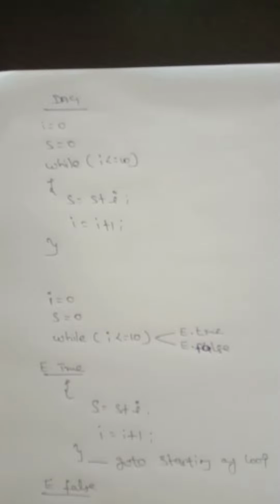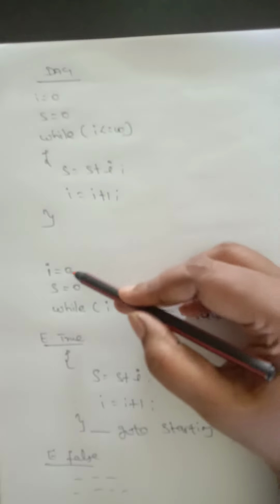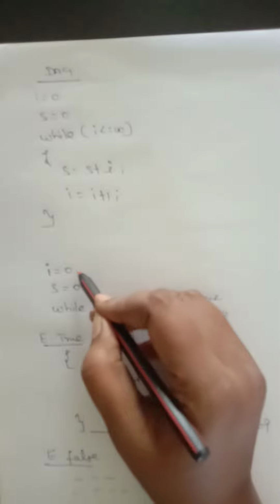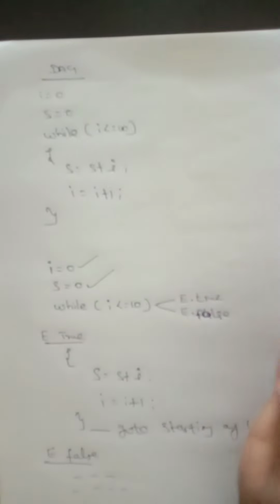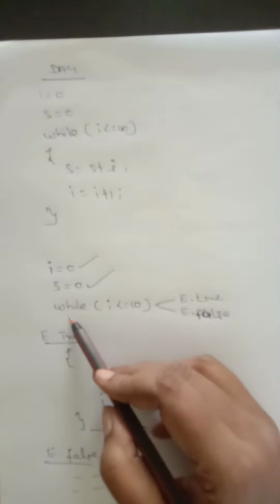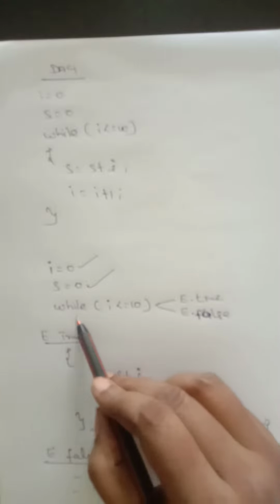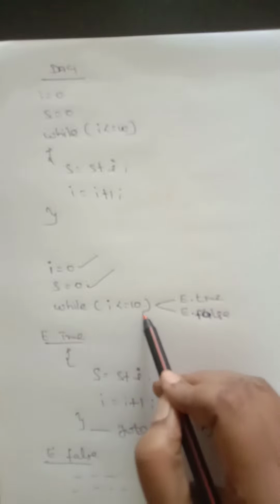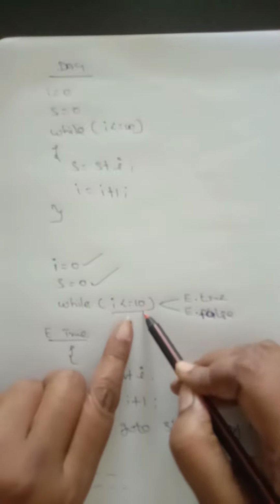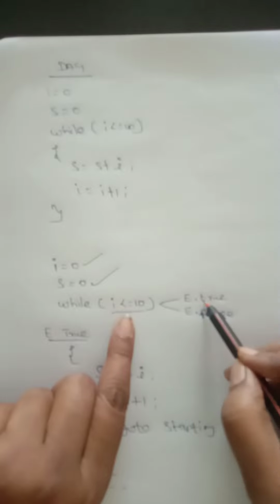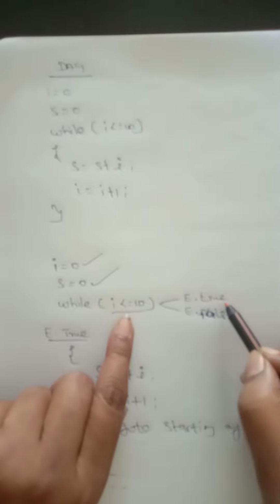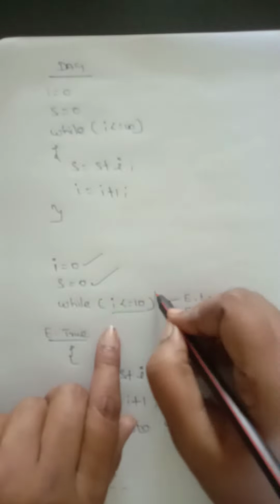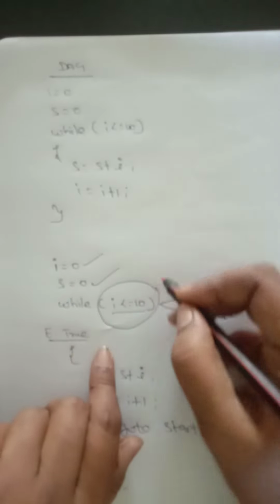we have to write the syntax directed code for this. So initially we have to write the simple statements i = 0 and s = 0. Next we have to check the looping statement. While i <= 10 means we have to evaluate the true part of this, that is called E.true. This is called the expression.